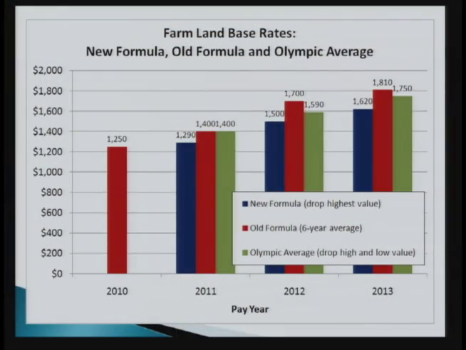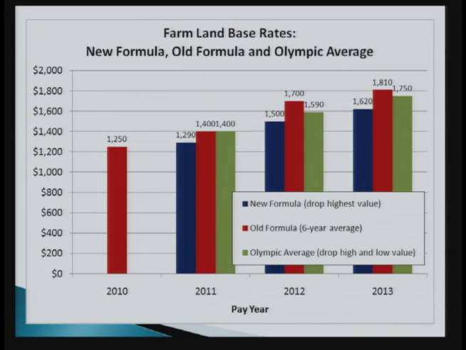Well, what you see here are three different bars, and the bar on the left, the single bar for 2010, shows a base rate of $12.50, and that's what the base rate is for taxes payable in 2010. But then for the rest of the years here, for 2011, 2012, and 2013, you see three different calculations. The bars on the left are the system that we've got now as a result of Senate Bill 396. And what we're going to do is to take 6 years of calculations and then drop the year that produces the highest value and average the remaining 5 years.